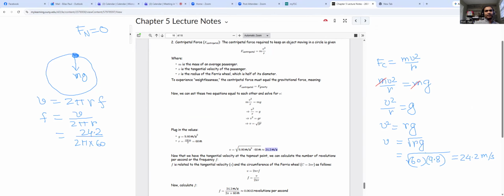So here you see this is the number. If you plug these values in your calculator, you should get this value, 0.0643 rev per second. Okay, but we have to calculate the number in RPM, right? So this is number per second. The number per minute will be higher, right? How much higher? To get that number, we have to multiply this number by 60.